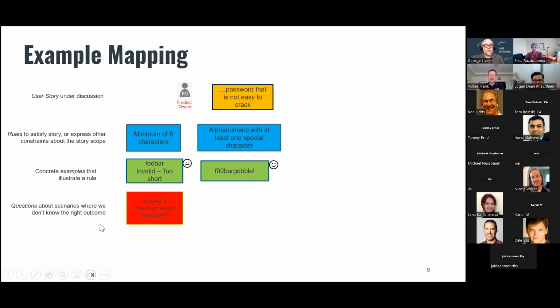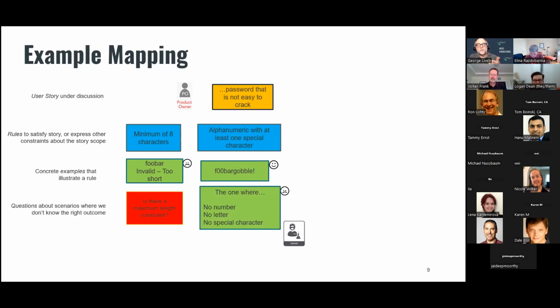And then there are some questions. So is there a maximum length constraint? We might want to expand this story, or maybe the answer is no, there's no maximum length. You can make your passwords as long as you want, but the question needs to be asked nonetheless. And then there's also this interesting one.